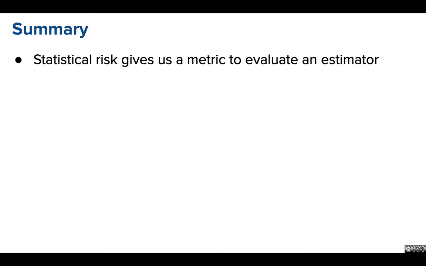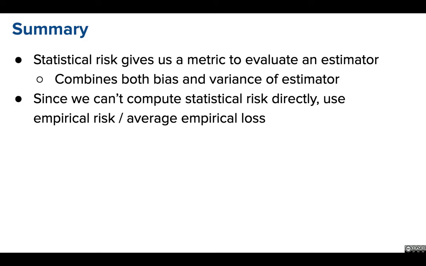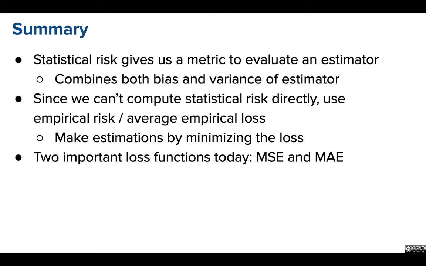So in summary, we talked about risk. Risk combines bias and variance. We use empirical risk instead of the real risk because we can actually use the empirical risk. We make estimations by minimizing the loss, and we talked about 2 important loss functions, the mean squared error and the mean absolute error.